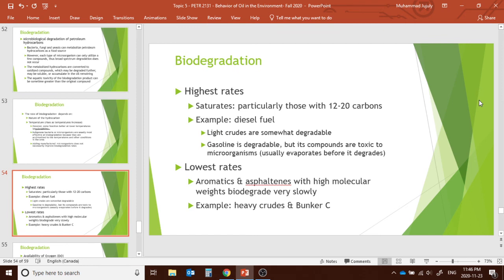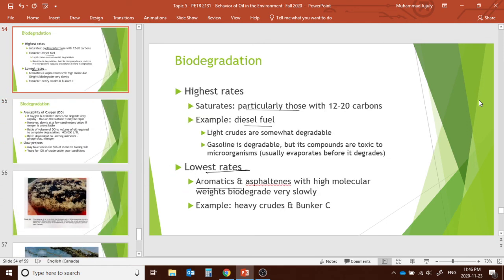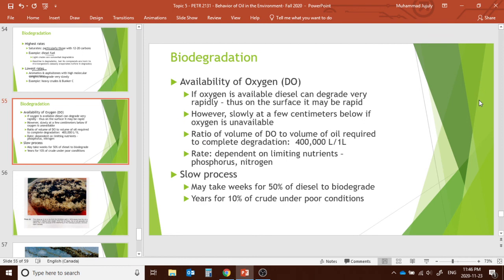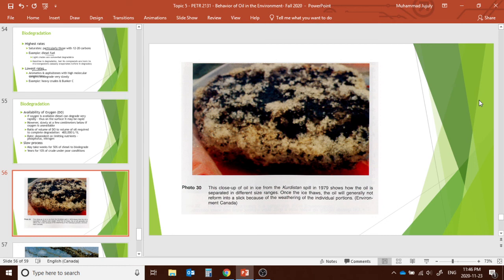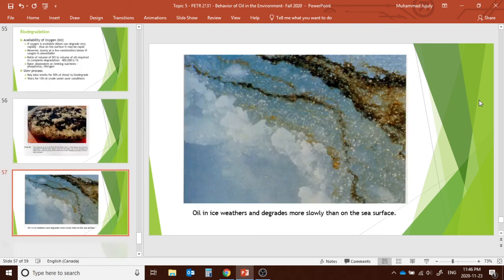Now, for biodegradation, the highest rate is for the saturates. The lowest rate occurs for the aromatics, because the chains are too stable to break down, and also for bunker C fuel oil. Dissolved oxygen is a very important part of biodegradation because the microbes also need oxygen to grow. So that's why dissolved oxygen is very important. This is one example of biodegradation.